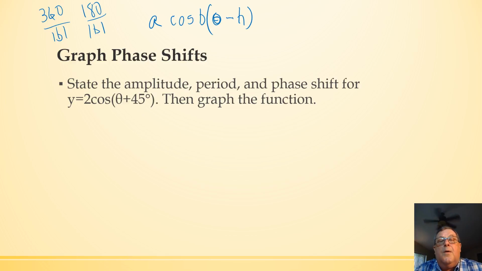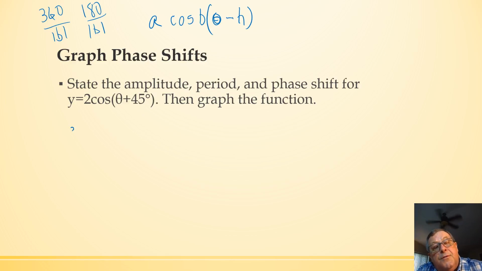So let's work with our problem here. It says to state the amplitude, period, and phase shift for y equals 2 times the cosine, in parentheses, theta plus 45 degrees. And then we'll graph the function here in a minute.